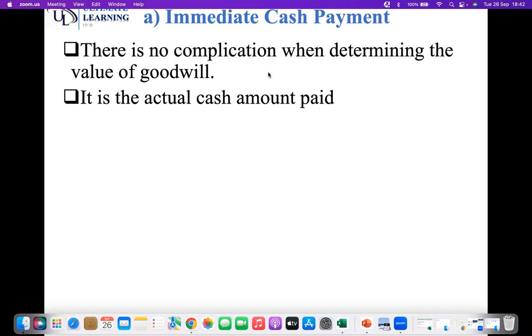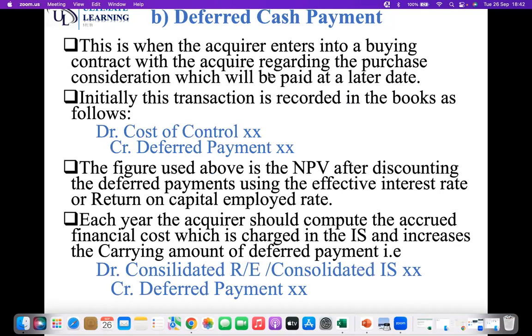Now, that is how we account for cash payment. It is used to value goodwill. So when you have the cost of investment, it is the starting point when you are calculating your goodwill. It is the actual cash amount that has been paid by the business.